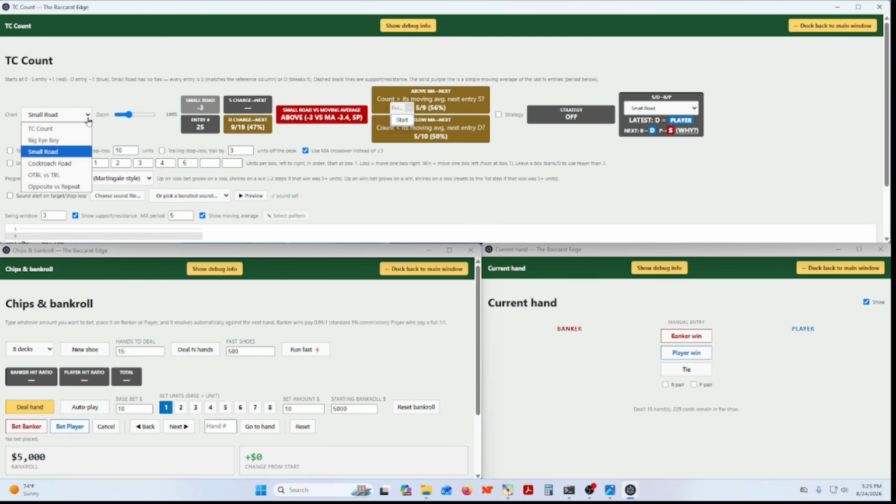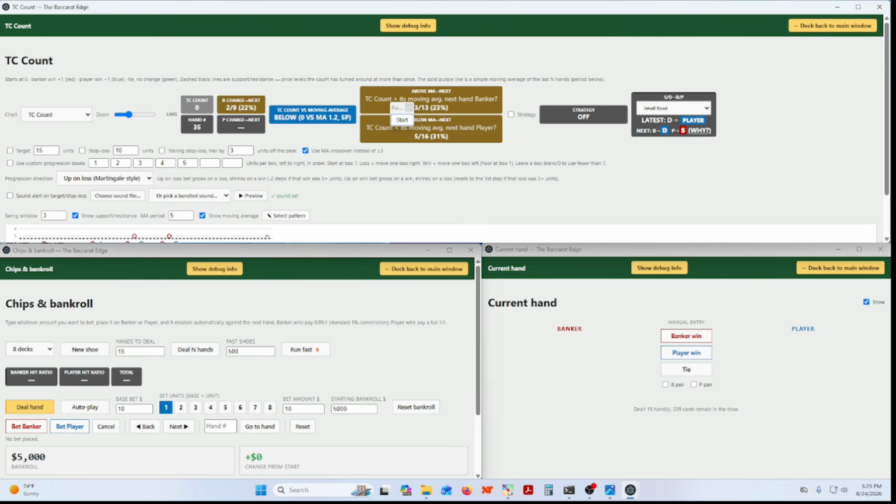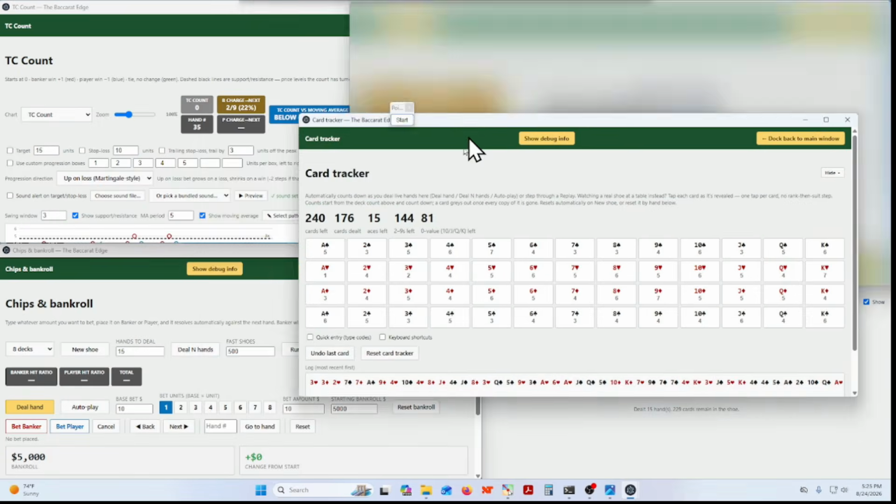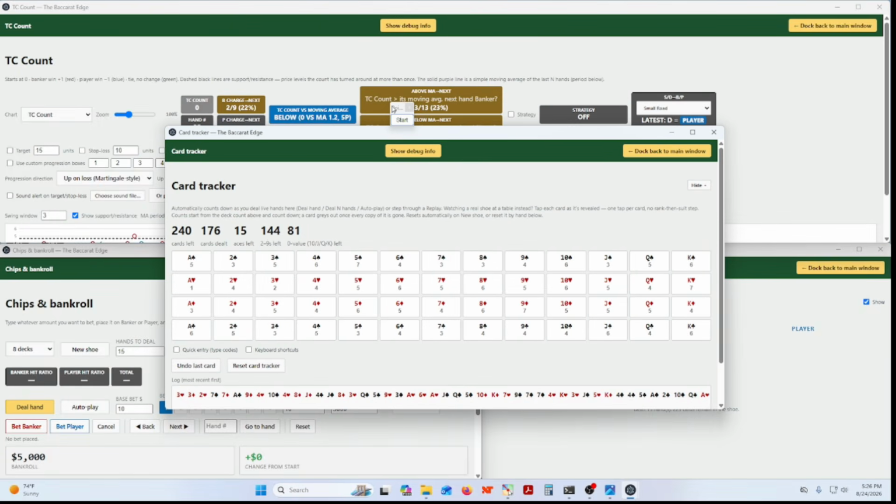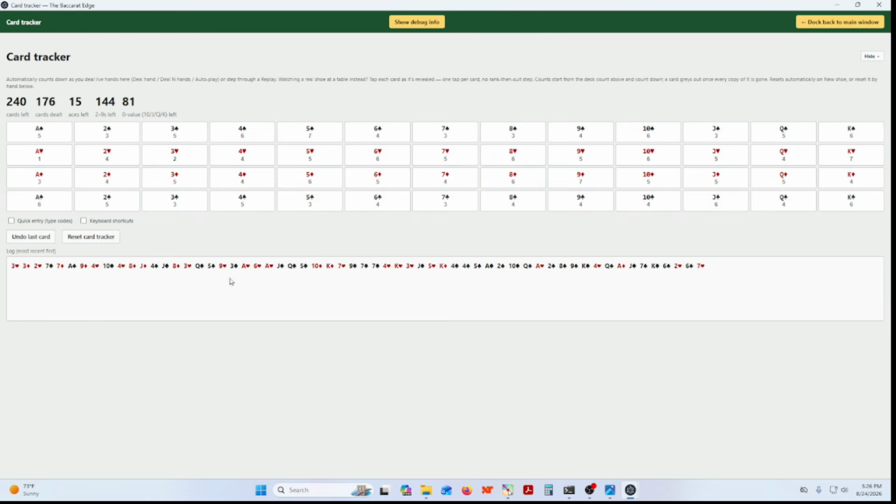Also notice we're on hand 35, not hand 20 or 25. So when you look over at your card tracker, all these cards have been played so far. These are the cards that are left in the deck. You've got 240 cards left.